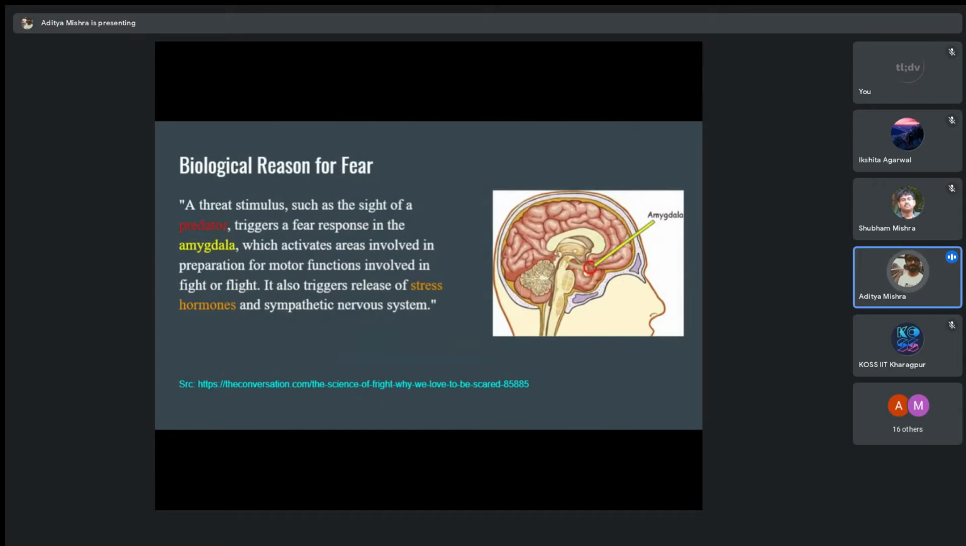So, biological reasons for fear. A threat stimulus, such as the sight of a predator, triggers a fear response in the amygdala, which is located at the center of the brain, which activates areas involved in preparation of motor functions for fight or flight. It also triggers the release of stress hormones and the sympathetic nervous system. So this is how external stimuli actually affect our brain, and that's how we perceive fear.